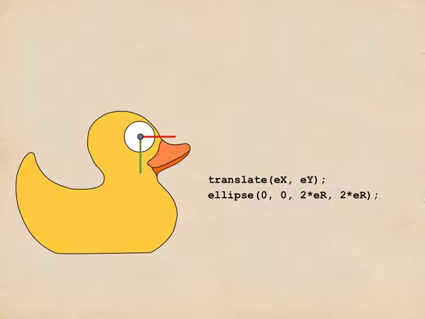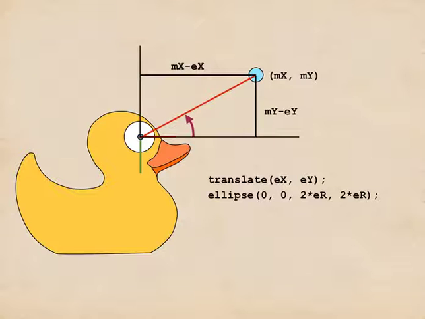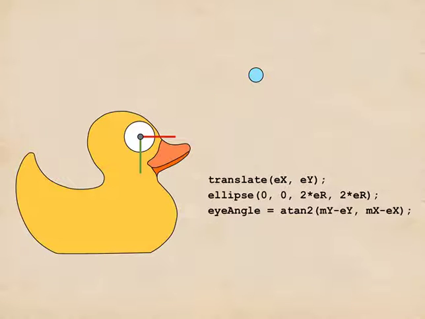Now, before we draw the pupil, we're going to rotate. By how much? Well, first we find the point we want to look at, and we find the differences between the location of the point we're looking at and the center of the eye. Using those differences, we call atan2. That gives us the angle. Now that we have the angle, we can call rotate using that angle.